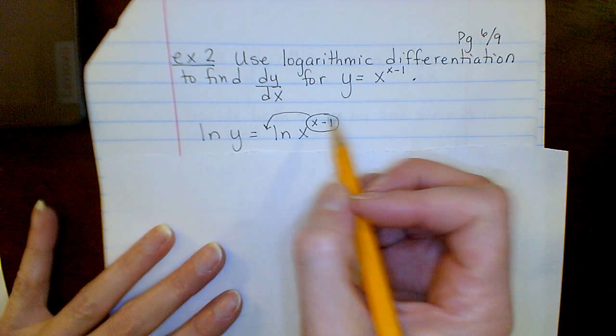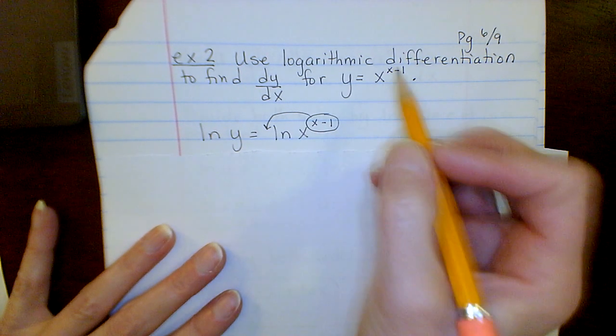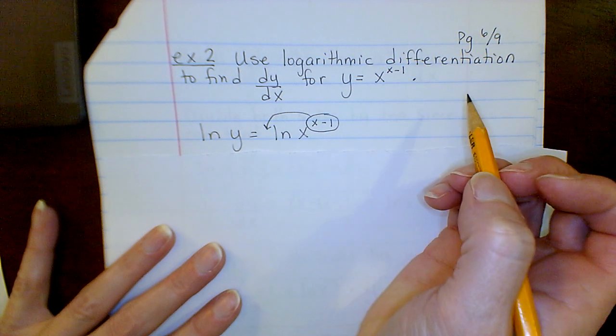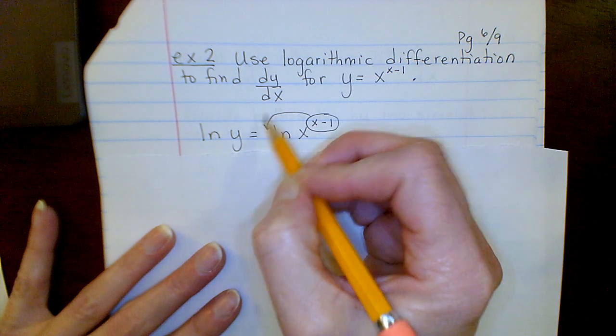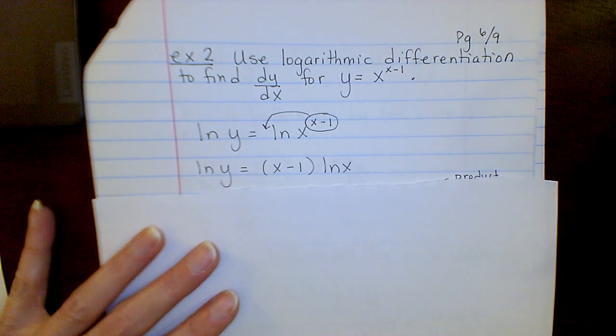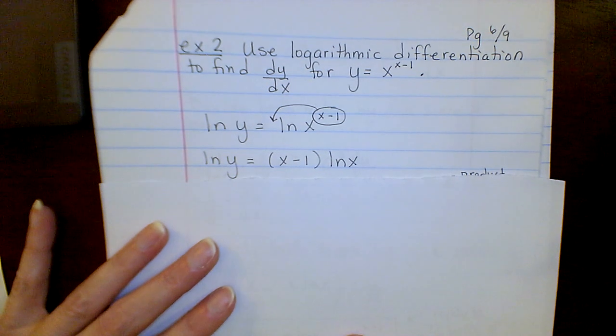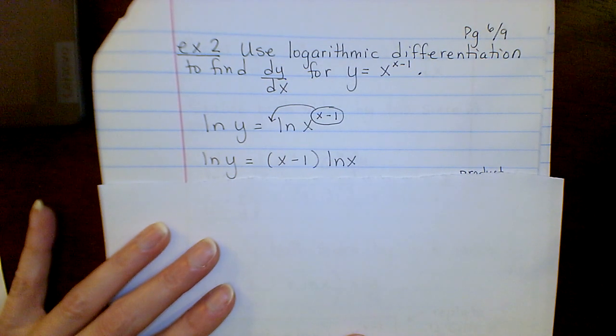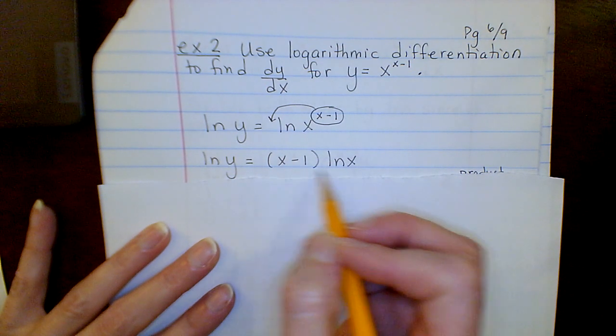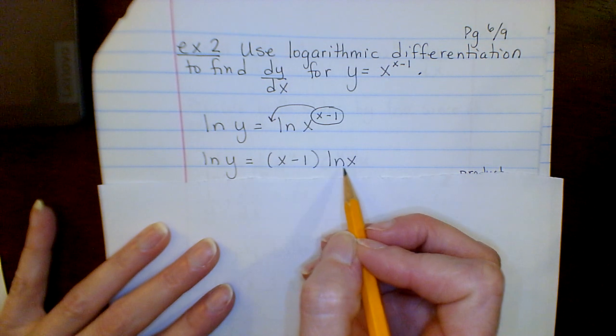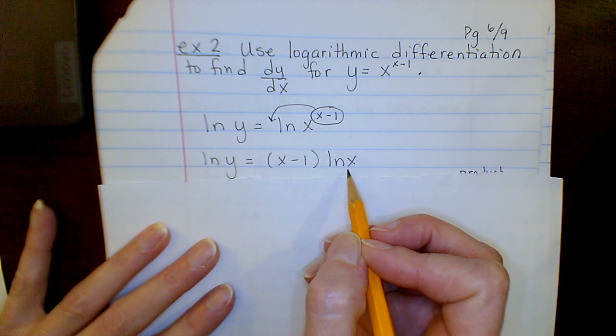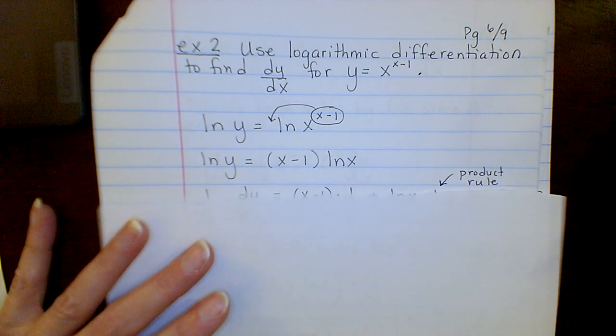The benefit from doing that is that this exponent up here that's totally being weird on us now gets to come out in front and become that. Now this is a lot nicer to have to differentiate because now we're just talking product rule. All right, so we differentiate both sides.